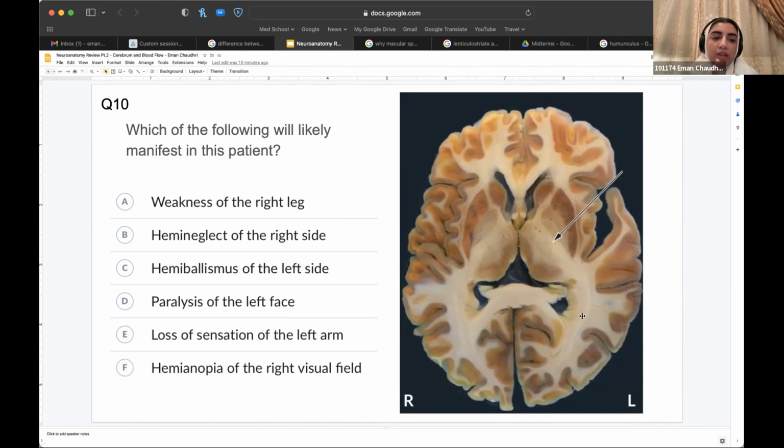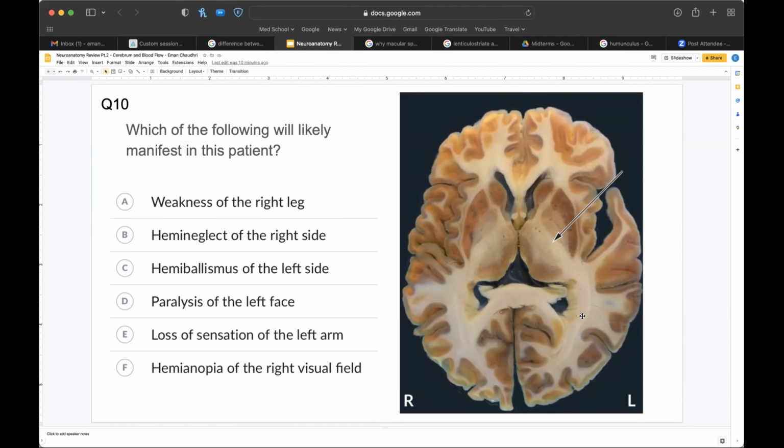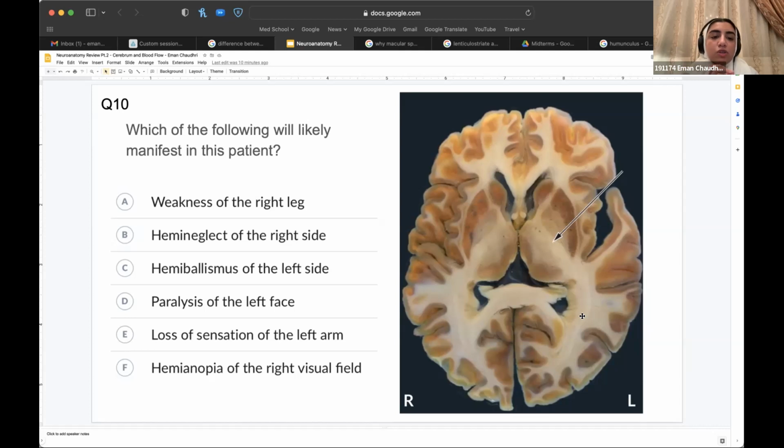Will you see A, weakness of the right leg, B, hemi-neglect of the right side, C, hemiballismus of the left side, D, paralysis of the left face, E, loss of sensation of the left arm, or F, hemianopia of the right visual field? B. A. Sara, why do you say B? Internal capsule. So I'm just thinking all of the motor things that could go through there. In hemi-neglect, do you have motor problems? Like, is that the main thing in hemi-neglect?